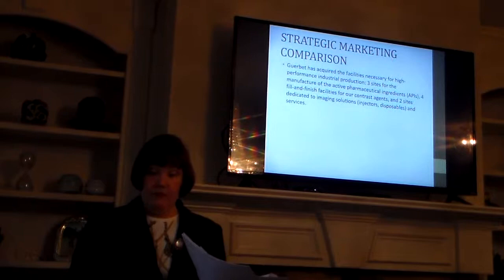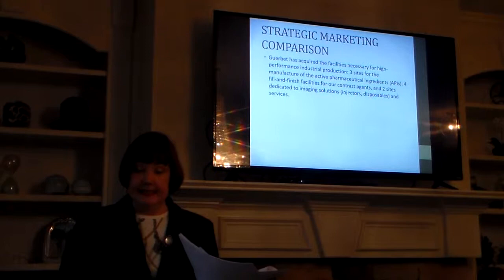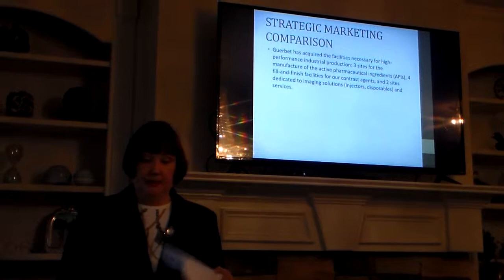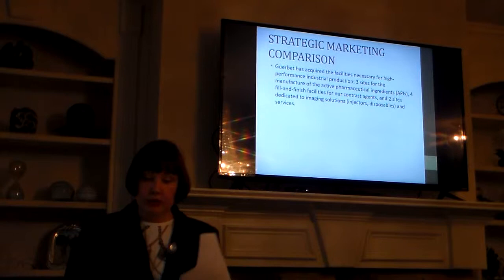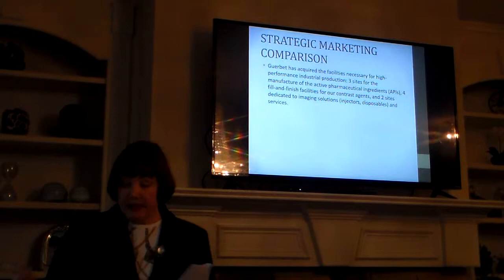Gerber has acquired the facilities necessary for high performance industrial production: three sites for the manufacture of active pharmaceutical ingredients, four fill and finish facilities for our contrast agents, and two sites dedicated to imaging solutions like injectors and disposables.